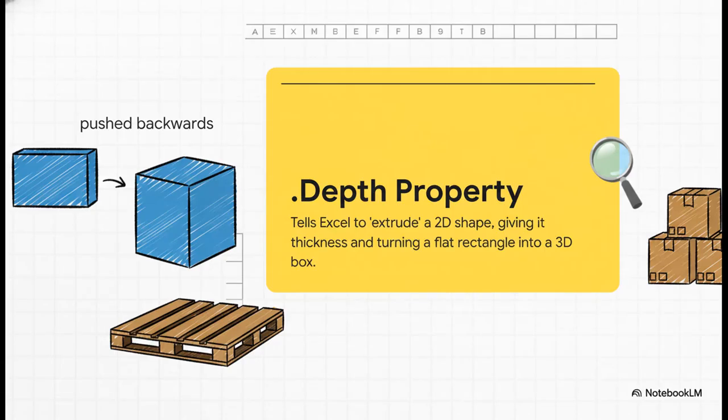Think of it like this. That depth property essentially extrudes the 2D shape. It's like pushing dough through a press. It takes that flat rectangle and just pushes it backwards into space to give it thickness. It's what turns a simple flat shape into a solid-looking 3D box.